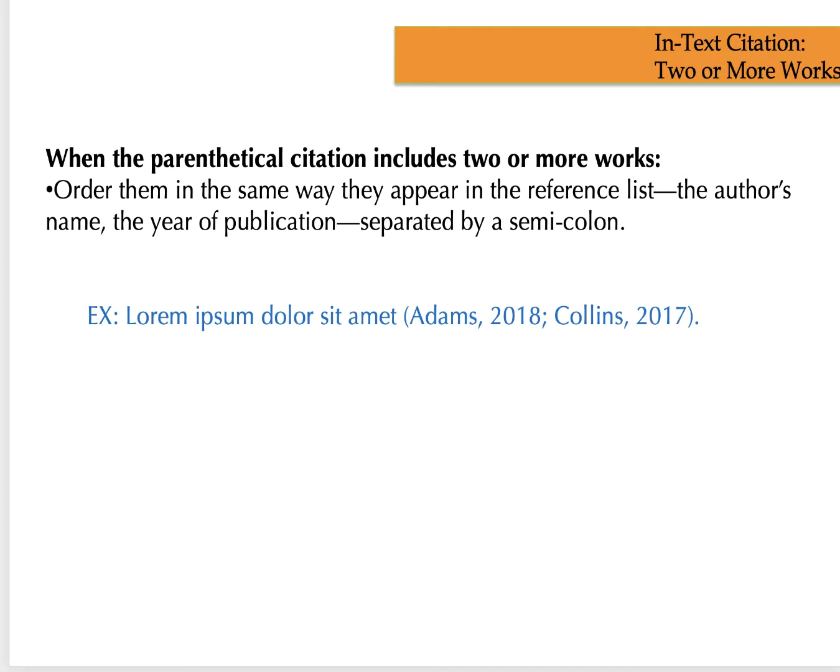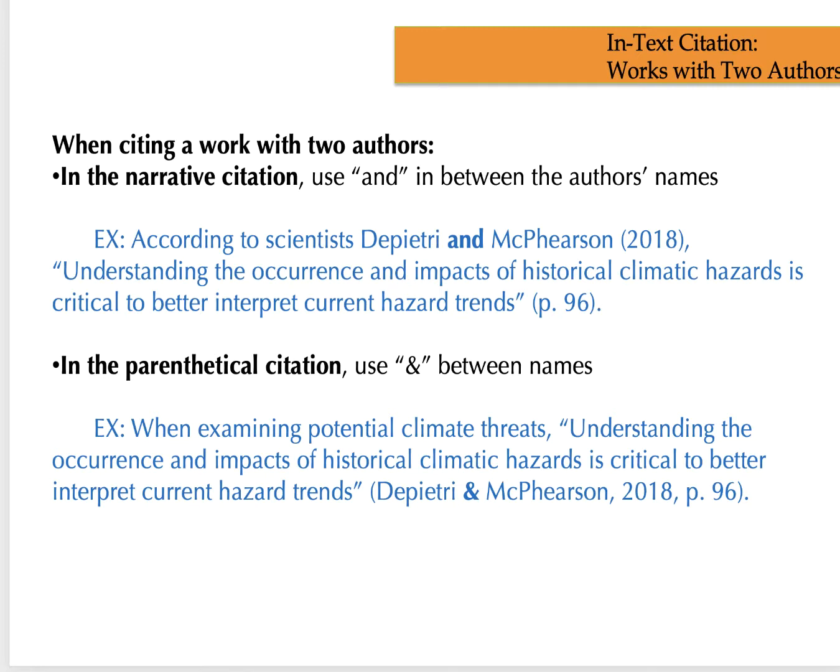How about when citing a work with two authors when narrative? So that was for parenthetical. How about when you're using narrative citations? With narrative citation, you just put an "and" in between the authors. So you can see De Pietri and Macpherson. That's the narrative, it's outside of the parenthesis. It's not the parenthetical one. And in the second one, the parenthetical one that you see there below, they use the actual ampersand sign.